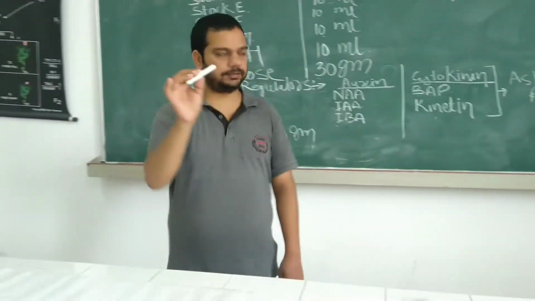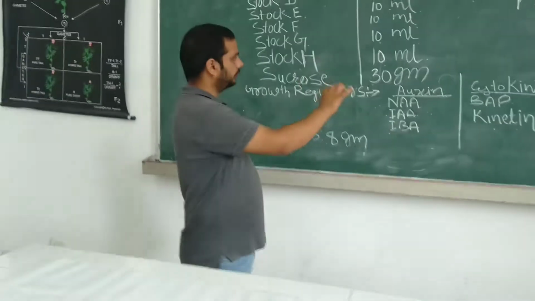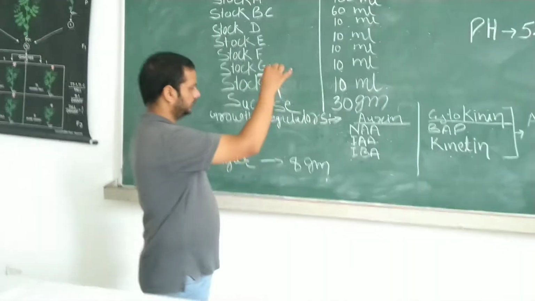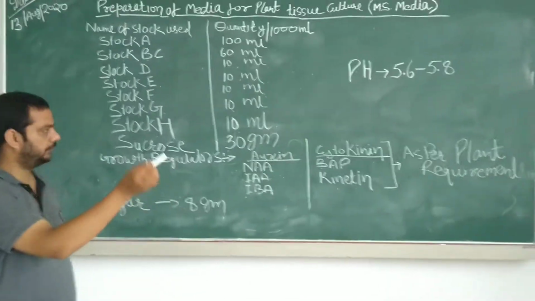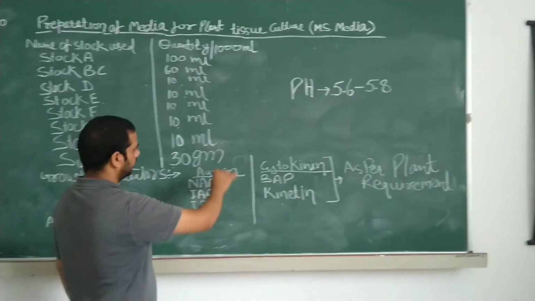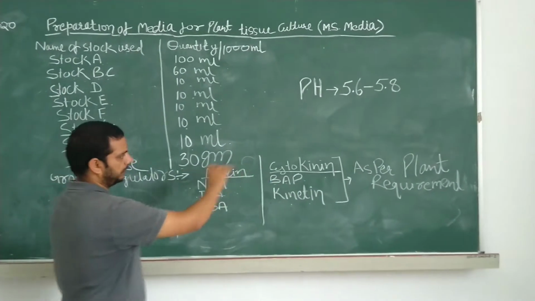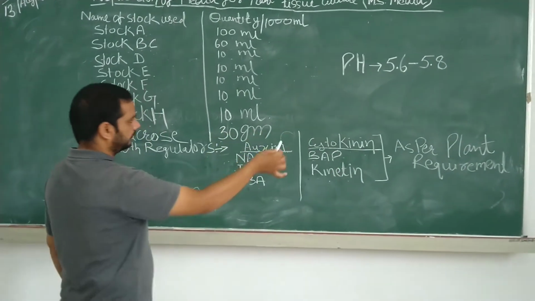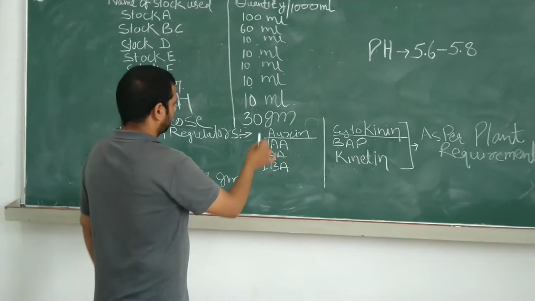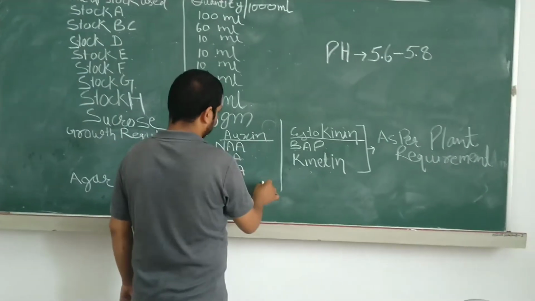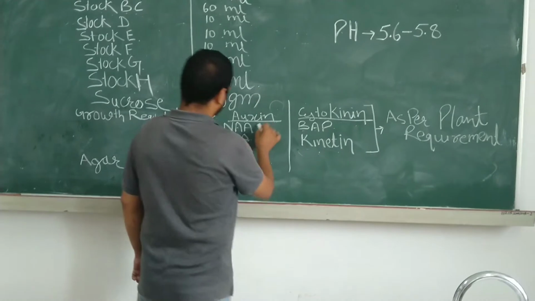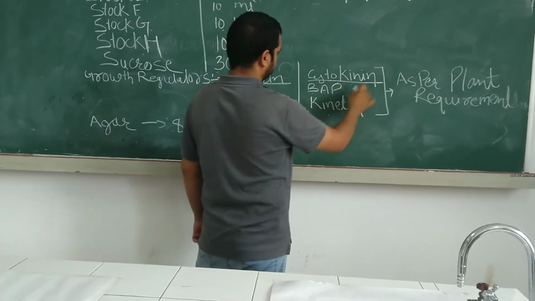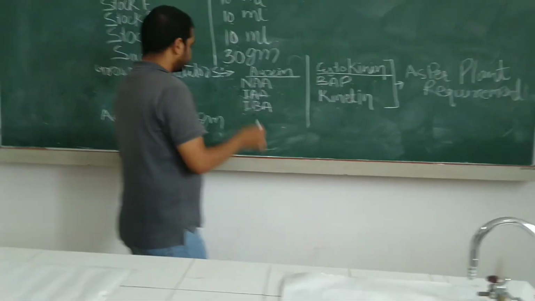Different ratios of the auxin and cytokinin lead to different growth patterns. Some will lead to the initiation of callus, some will lead to the initiation of shootlets. The concentration of these depends on our requirement of the plant or whatever we want to grow. So we will use either one of these auxin derivatives and one of these cytokinin derivatives.